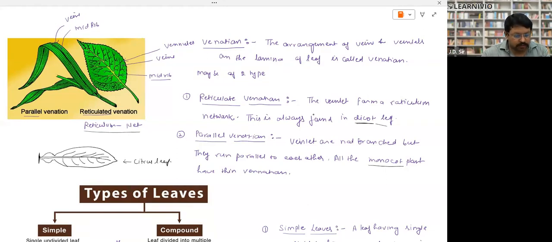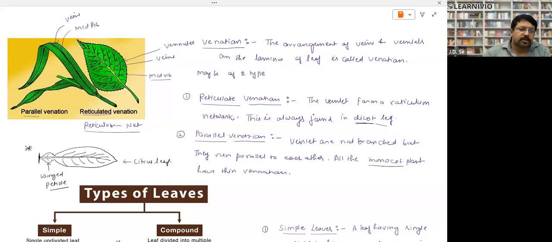In citrus leaf, there are these small leaflets, right? This is called winged petiole, right? This question is very important, that has been asked multiple times. Where does the winged petiole form? Note it down. This is very important for you.